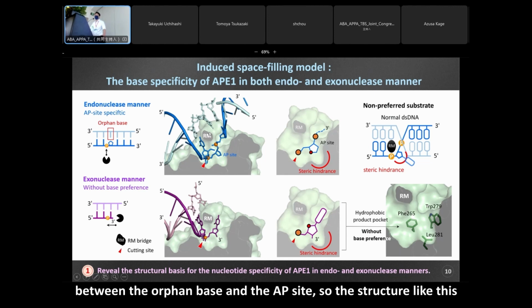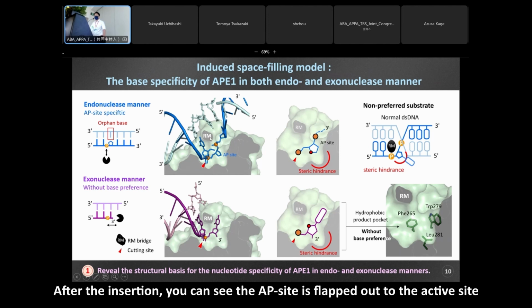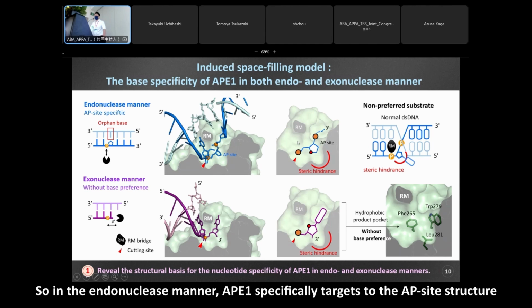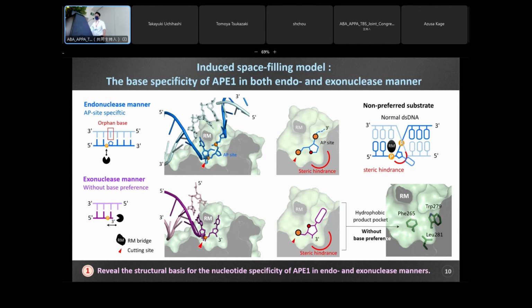So the structure is like here. After the insertion, you can see here APE1 is flipped out to the active site and fits very well to the product pocket. And as you can see here, here is a steric hindrance. If there is a normal DNA base, the space is not enough to put in a normal DNA base. So in the endonuclease mode, APE1 specifically targets the AP site structures.